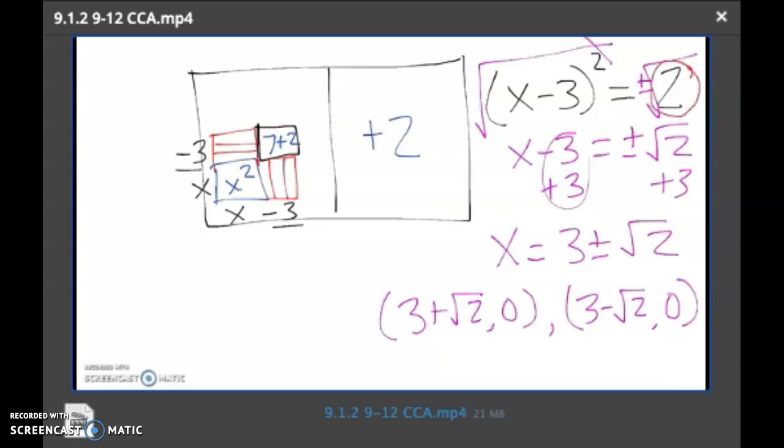Okay, so when you see that your equation in perfect square form is equal to a positive number, right away that should tell you that you are going to have 2 solutions. Okay, so again, if that perfect square is equal to a positive number, you will get 2 solutions. So let's take a look at B and see what happens in a different situation.